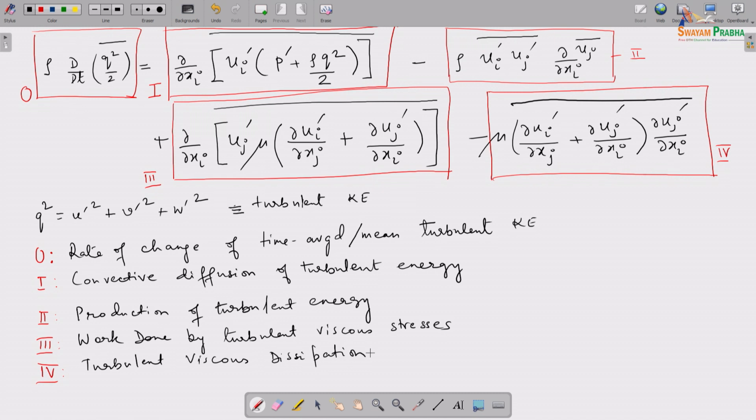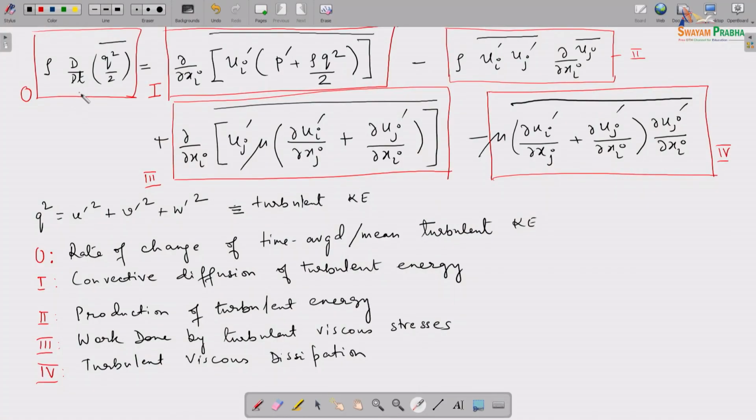Okay. So, we have an equation here. So, basically this is the mean mechanical energy equation, and we use an instantaneous version as well. So, basically we are saying, on the left hand side is what? This is the rate of change of mean turbulent kinetic energy.